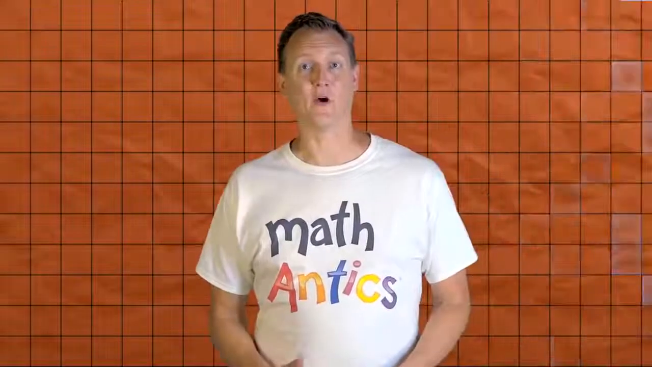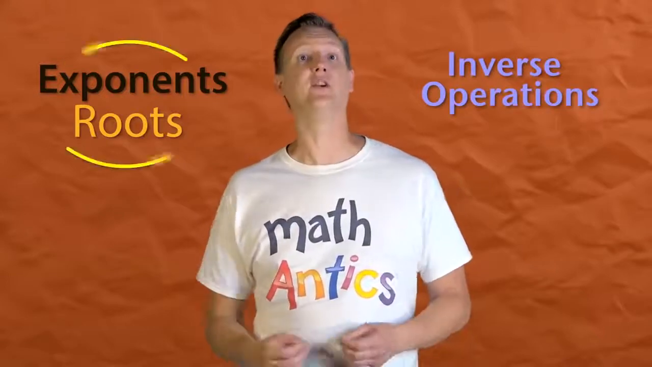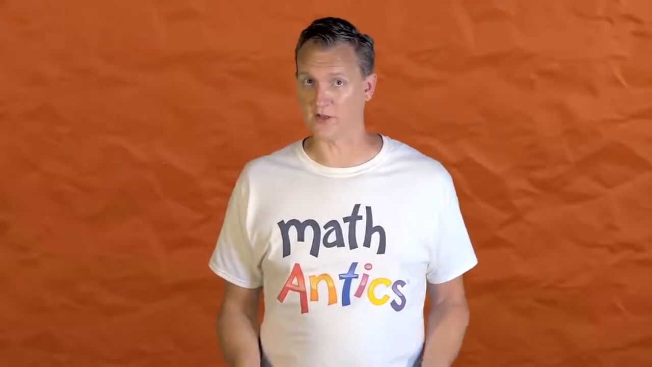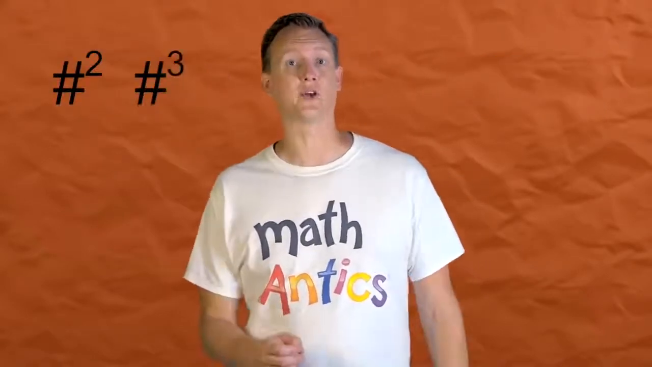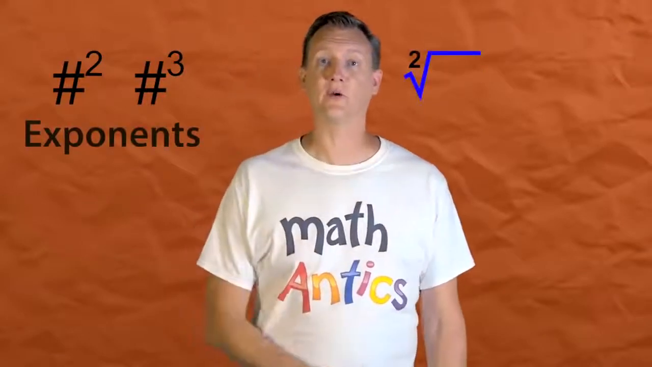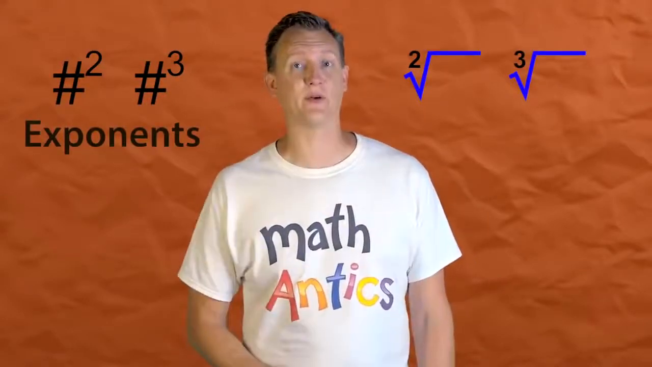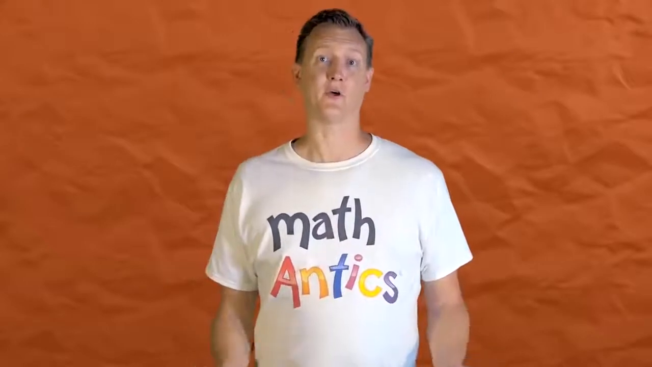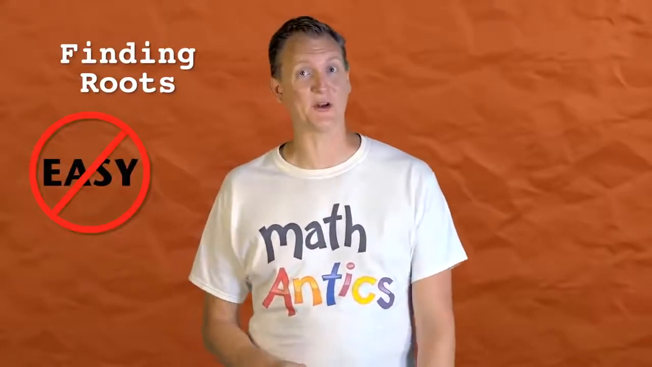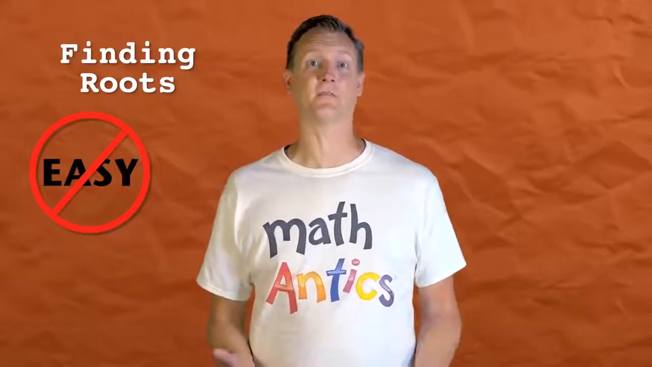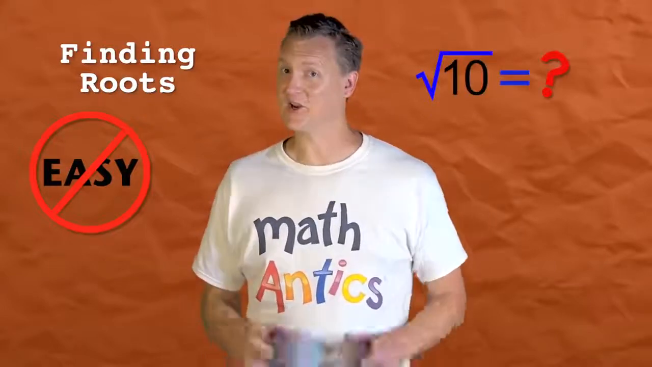Alright, so now you know how exponents are related to roots. They're inverse operations and they undo one another. And you also know that just like 2 and 3 are the most common exponents, the square root and the cube root are the most common roots. You also know that finding roots is usually not very easy. That's important to know so you don't get discouraged if you feel like it's hard to figure out what a certain root is. You're not alone.